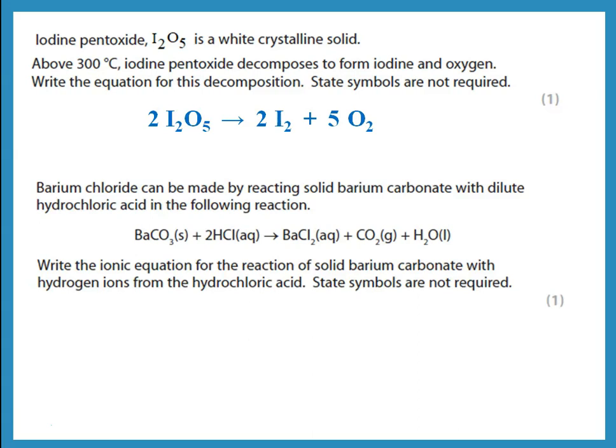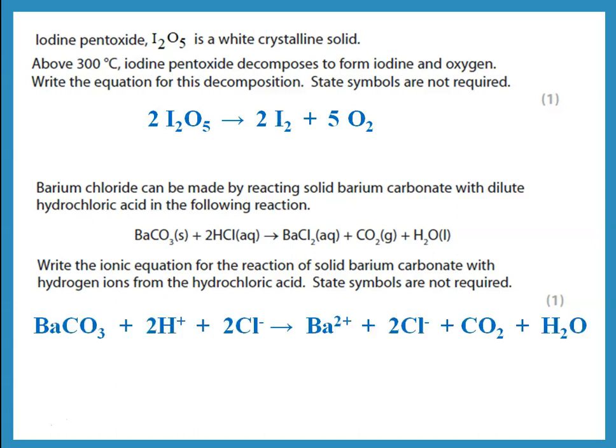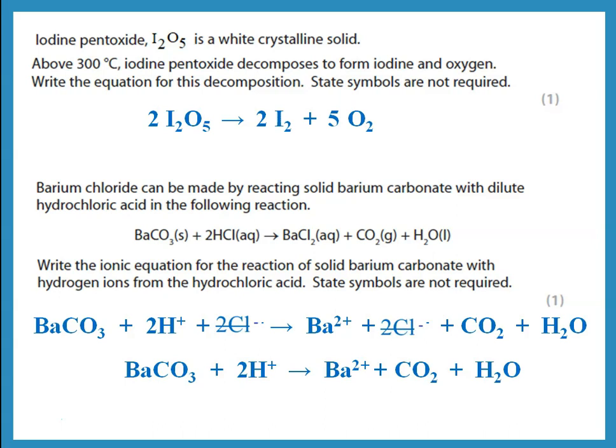Barium chloride is made by reacting solid barium carbonate with dilute acid. Write the ionic equation. And he already wrote the equation for you. So all you need to do is ionize whatever is not solid, liquid, or gas. So the barium carbonate remains as it is. The acid is ionized. Barium chloride is ionized. Carbon dioxide and water remain the same. And you cancel whatever is the same on both sides of the arrow. And you end up with this.